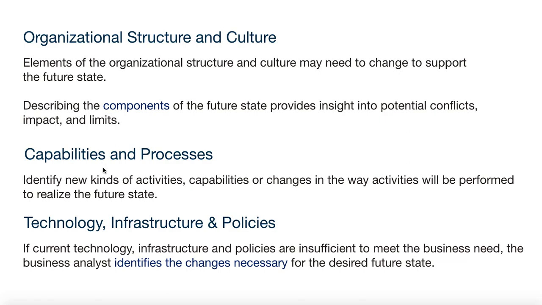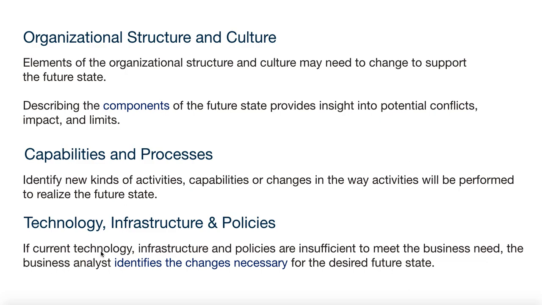The next one is capabilities and processes. So, as I mentioned, every organization would have a set of capabilities and processes. Okay. So, when you're looking at a future state, you want to identify what are all the different new kinds of activities or capabilities, processes, or the changes I need to bring in the way some activities are being executed or are performed. What are all these different changes that I need to bring about in order for the organization to realize the future state? So, keep looking at capabilities, processes, activities, tasks as well.